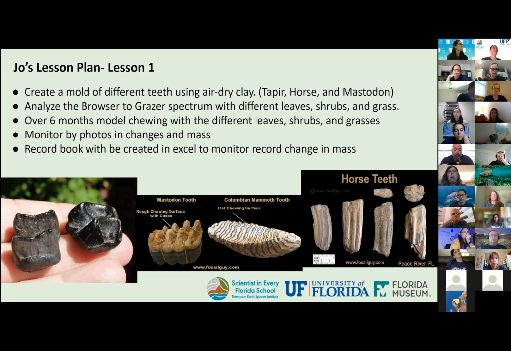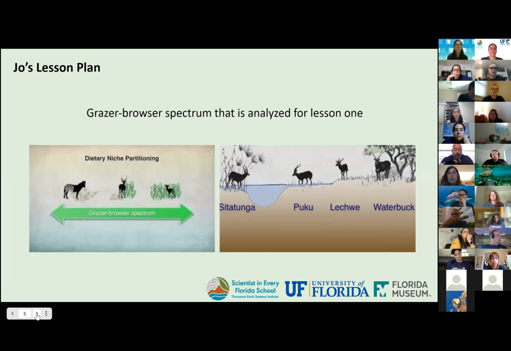As I have here, we have our tapir, which is the black teeth, and then our mastodon, and then our horse. Over time, we are going to take our leaf, put it in our jaw, and see how the teeth will change, monitoring by the photos and the change in mass. We're going to be measuring the mass on a scale and recording the changes each day over a 6-month time period to understand our animal classification. So we have our grazer to browser spectrum here.